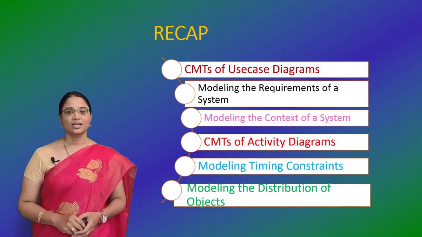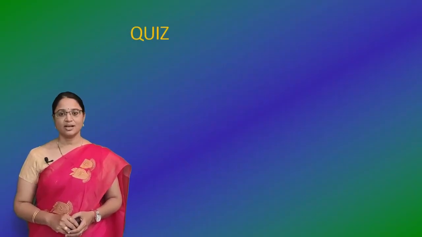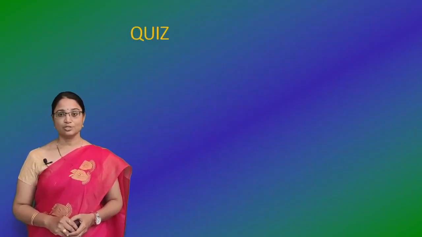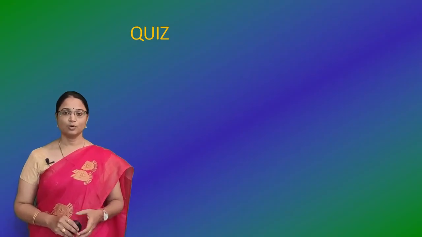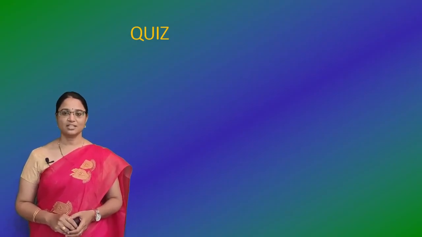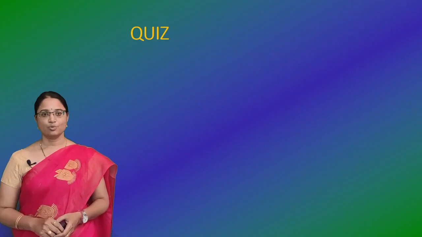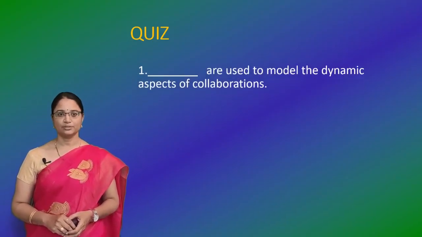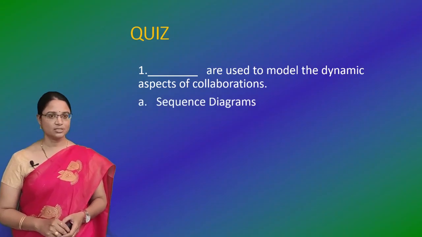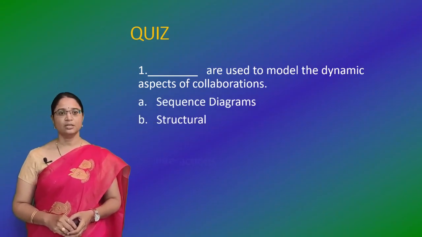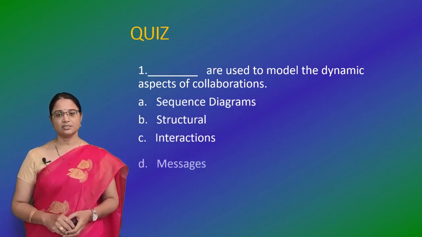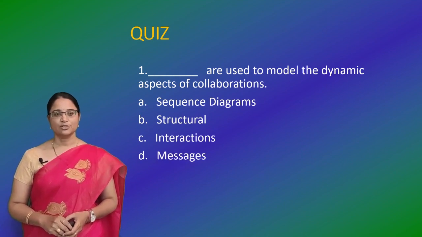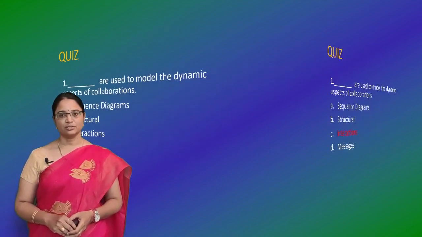Next, coming to the important topic, that is interesting one also, that is quiz. And by seeing these quiz questions, you will understand how clear you are about the topics. So let me start the quiz. First question. Dash are used to model the dynamic aspects of collaboration. Coming to the options: sequence diagram, structural, interactions, messages. So the answer is interactions.